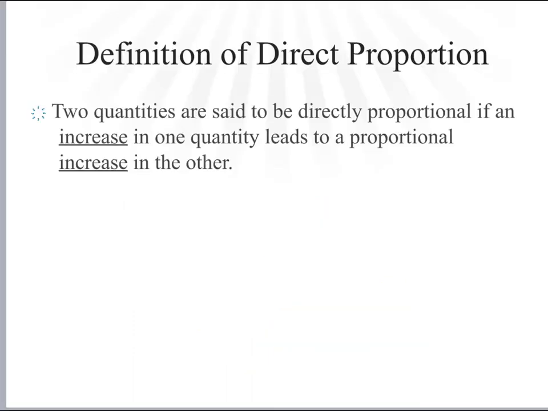So let's look at some proportions. There's direct and indirect. So we're going to look here at the definition of direct proportional. Two quantities are said to be directly proportional if an increase of one leads to an increase in the other. So that means they are going to be doing the same thing. So vice versa would be a decrease in one means a decrease in the other.